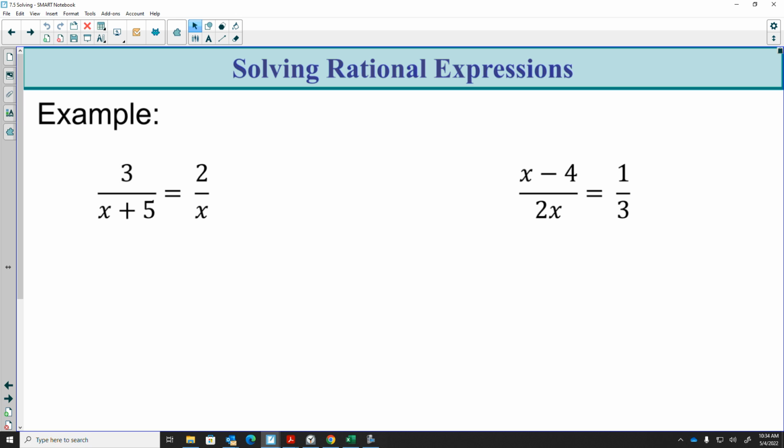Maybe you remember back in the day in baby school, if you had something like this, how would you solve that? I would do 2 and x, 3 and 5, and 2x would be equal to 15. Yeah, you would cross multiply, right? Guess what? It's the same thing here.